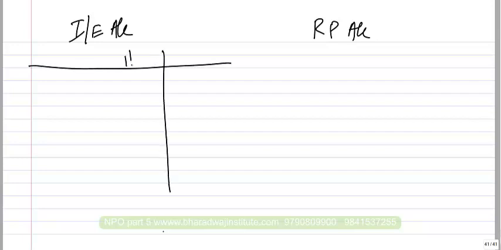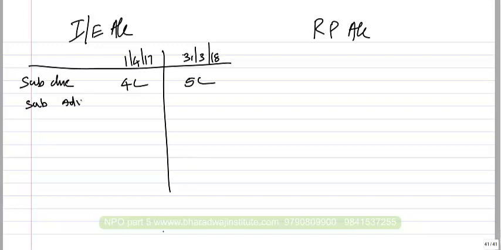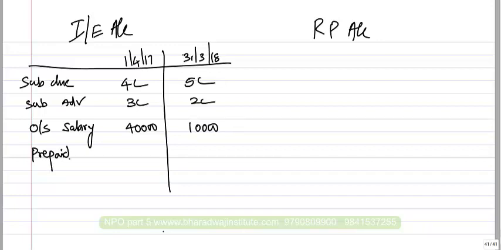Okay. At the beginning of the year, just an example I am telling. At the beginning of the year, at the end of the year, they have given subscription due 4 lakhs, 5 lakhs. Subscription received in advance 3 lakhs, 2 lakhs. Outstanding salary 40,000, 10,000. Prepaid salary, paid in advance. Opening balance 10,000, closing balance 25,000.